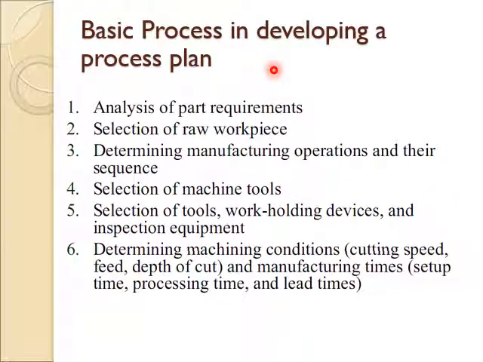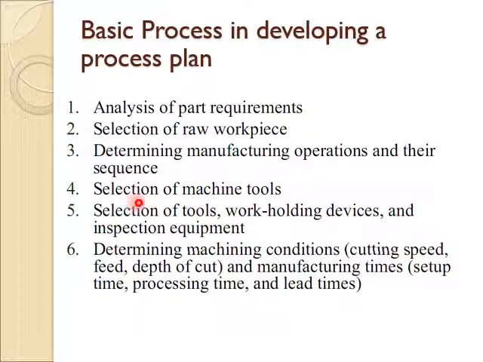For developing a process plan, these are the steps we need to follow. First we analyze the part requirements, whatever we have to manufacture. Then we select the raw material for the workpiece. Then we determine the manufacturing operations and their sequence. We need to determine which manufacturing operations are required, like drilling, some lathe operations, or some welding.